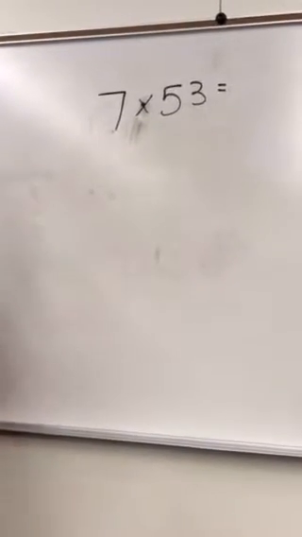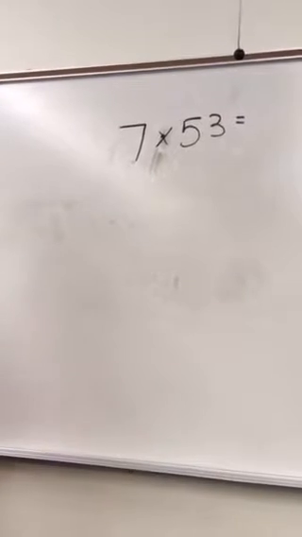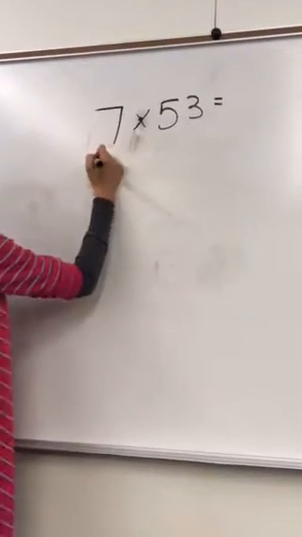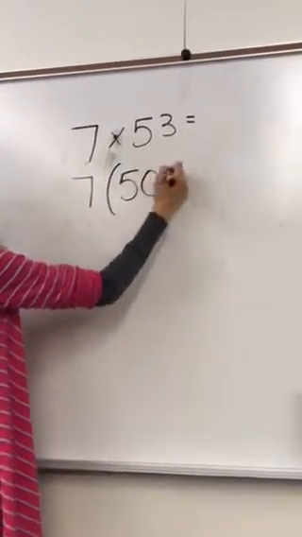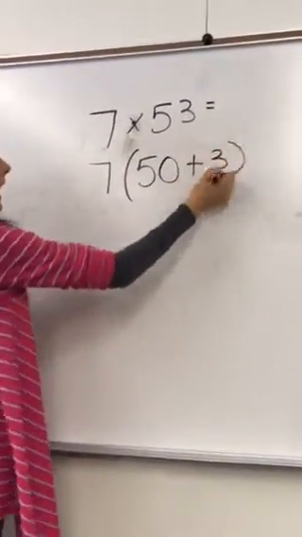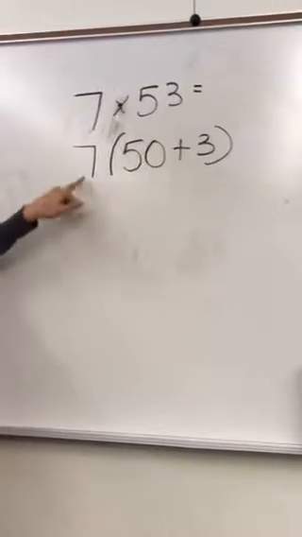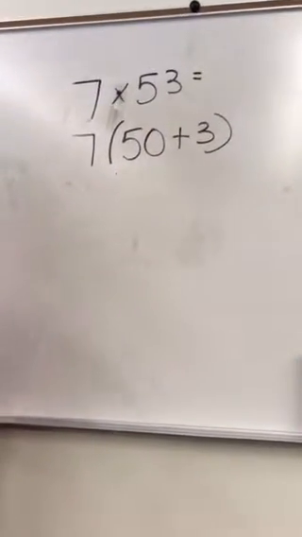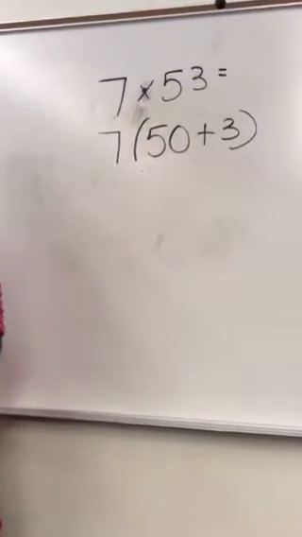I'll say, okay, the number 53 is scary, but I'm gonna make it less scary. I'm gonna make it 7 times 50 plus 3. I'm gonna write that right below my equation so that it says 7 times 50 plus 3. That's the same thing as 7 times 53. I've just made the number 53 look different.